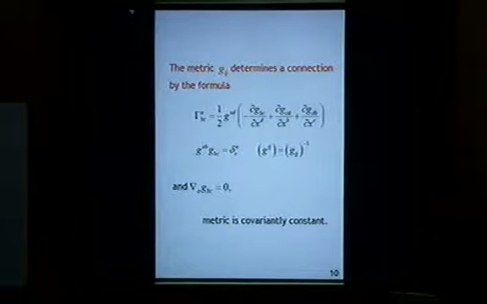Now, in fact, when you impose this connection formula and the covariant derivative is equal to 0, that's unique. So given a metric, there's only one connection that is covariantly constant. And that's the metric. So it's a nice theorem.